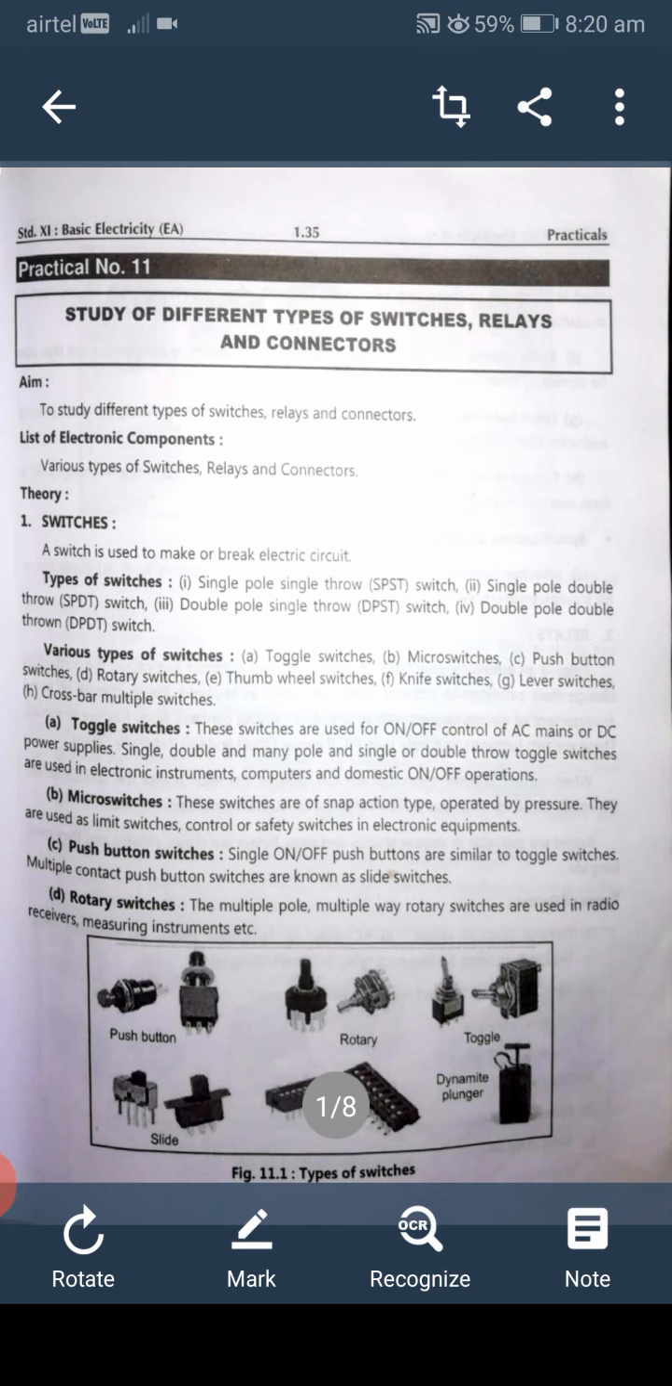Welcome to online class. Today we are going to discuss the study of different types of switches, relays and connectors. Aim: to study different types of switches, relays and connectors. List of electronic components: various types of switches, relays and connectors. Theory regarding the specifications.